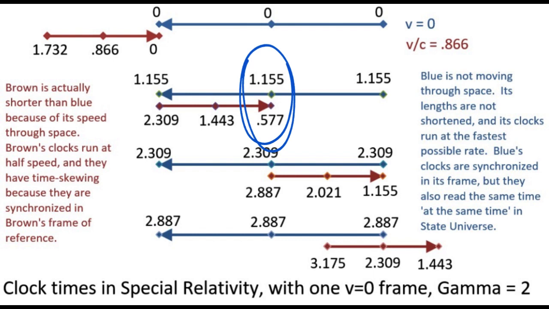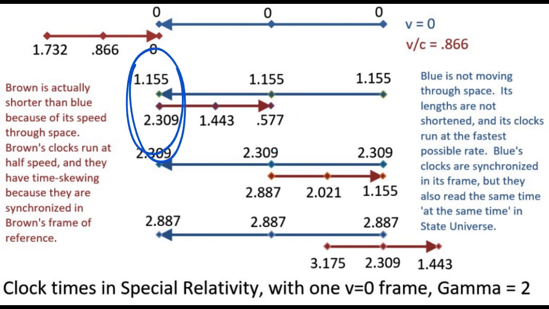Meanwhile, over here, the brown ship has been watching the clock at the nose of the blue ship and says, well, when we started out, blue's clock was 0. Now it's 1.155, but my clock at that position is 2.309. So that blue clock appears to be going half the rate of the time in my reference frame.